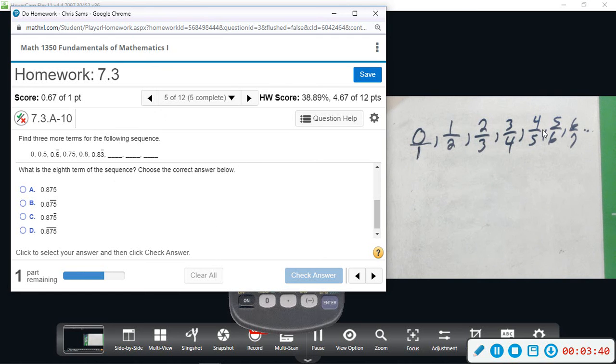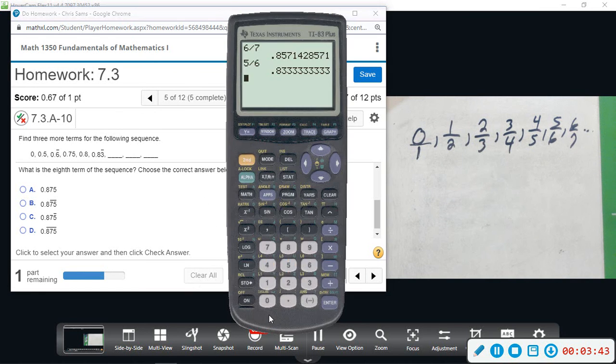And then next we would have 7 over 8. So we're going to do 7 divided by 8. And that just gives us 0.875. It's a terminating decimal. Doesn't repeat. So we want A.